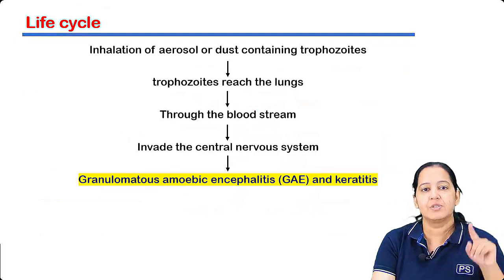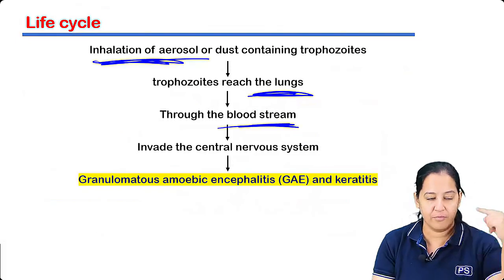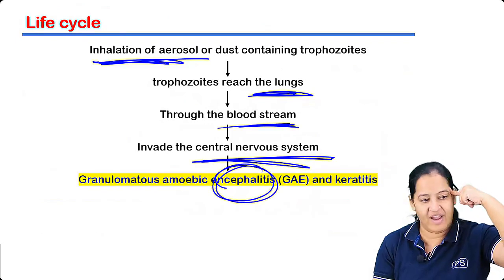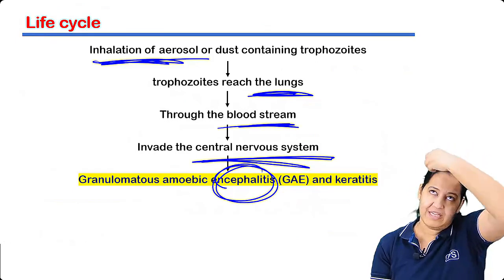Say yes. So inhalation of the dust, it will go to the lung. Hana, from the lung to the blood, from the blood to the brain. Hana, brain mein it causes encephalitis. Only encephalitis, no meningitis. In the brain, multiple granulomas are formed like the TB. Multiple granulomas.